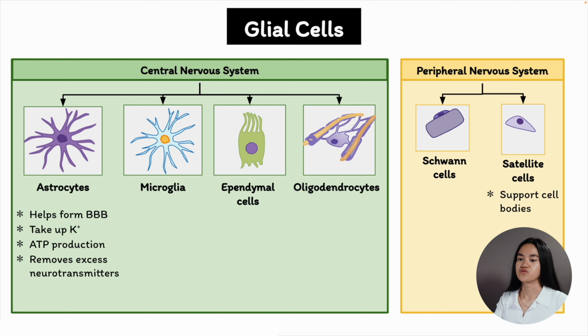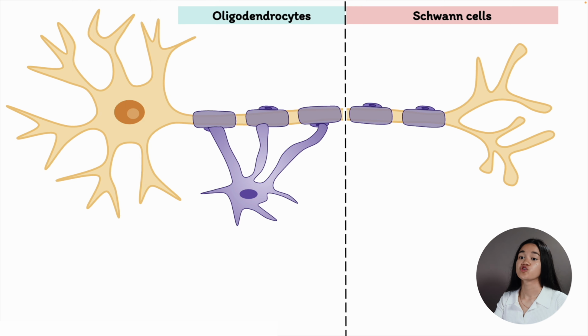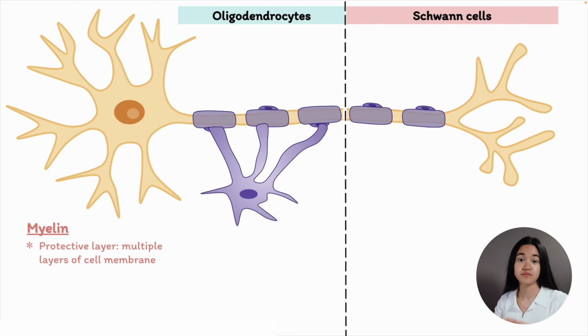Let's now move on to the oligodendrocytes and Schwann cells, which are both responsible for myelination. Let's compare and contrast these two. They both cover neurons with myelin, which is an insulatory material. It's a protective layer composed of multiple layers of highly modified plasma membrane. The function of the myelin is not only to protect your nerve cells, but also to speed up their signal transmission and maintain the strength of the message as it travels down the axon. So it influences the speed of action potential conduction.